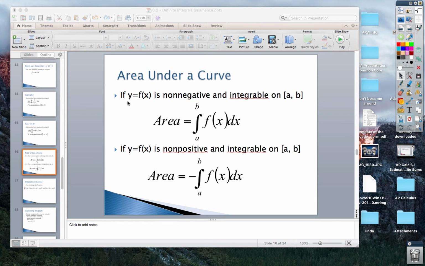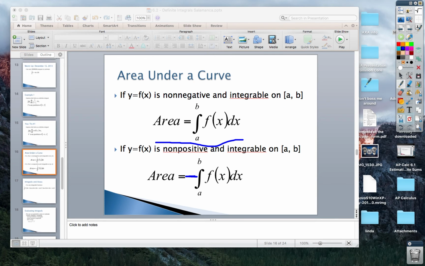So if y equals f of x is non-negative and integrable on the closed interval a and b, then the area is denoted by this here. If y equals f of x is non-positive, as in it's negative, and integrable on a, b, then the area is equal to the negative integral from a to b for f of x dx.